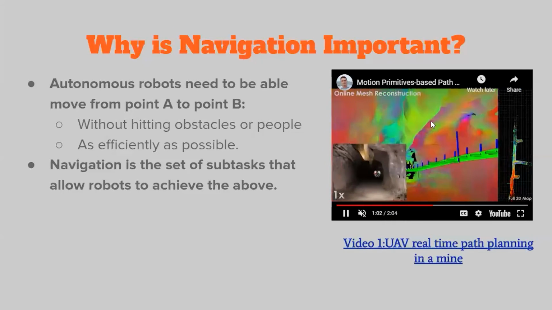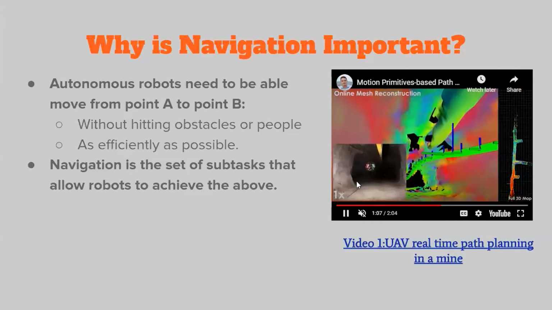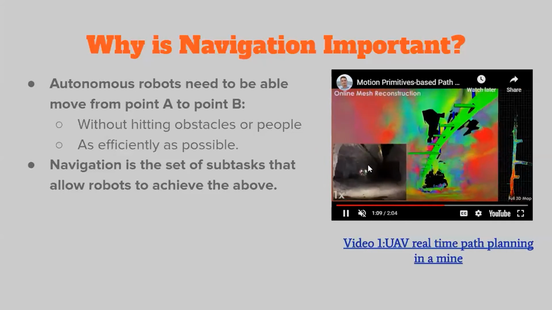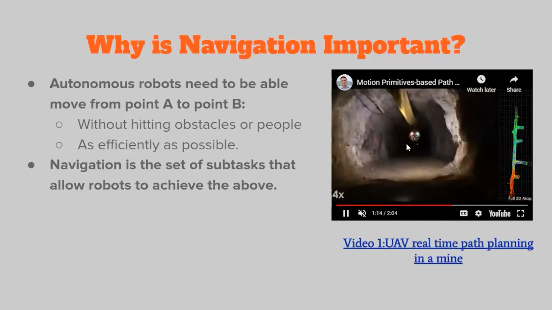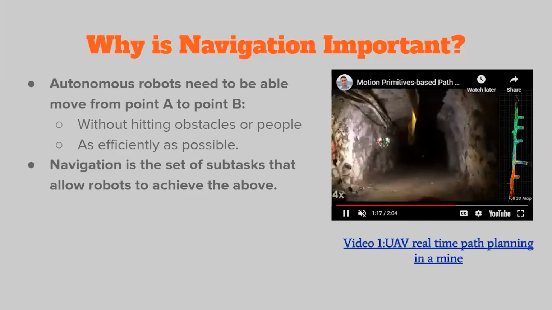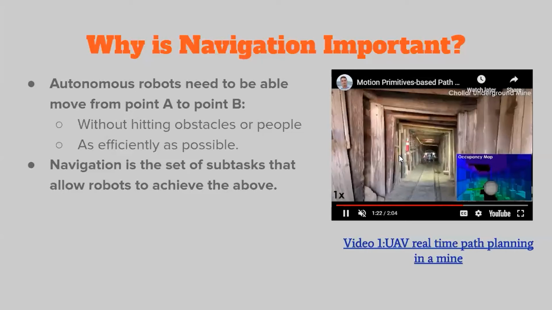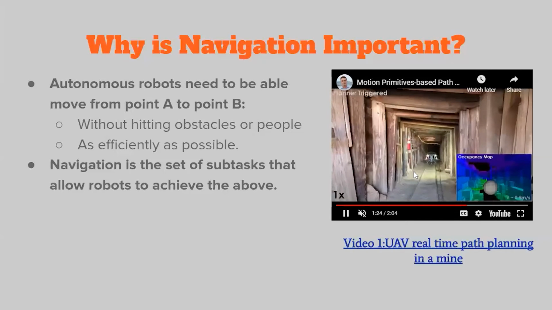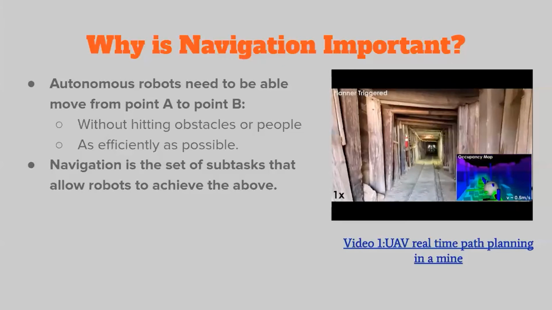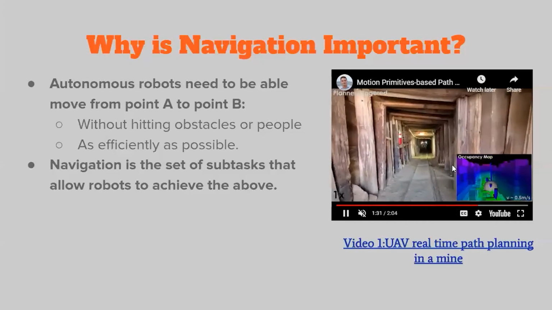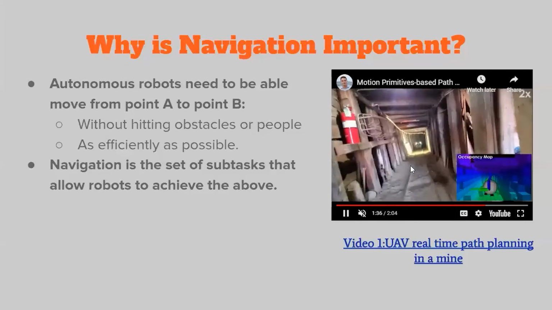In this particular video, I think this was a challenge given by the US military, a DARPA challenge. You can see that a UAV is going down an underground mine. While it is traveling, it is following a line, like Alan said, and it is also generating a path for itself. Rather, it generates a path first, and then it follows that path. It does so without hitting the walls or any obstacles. So that's essentially what navigation is all about.